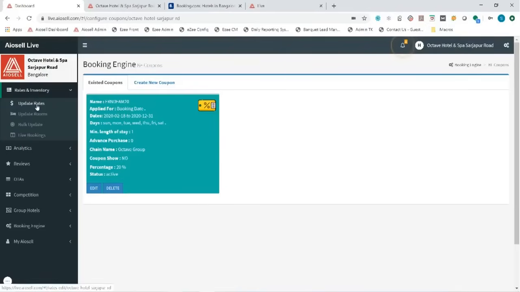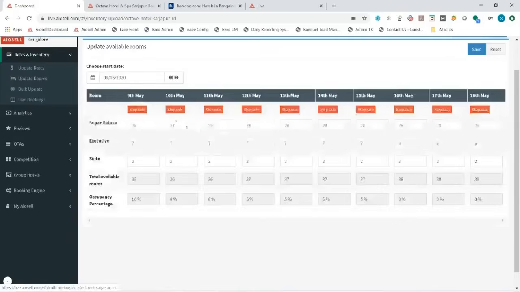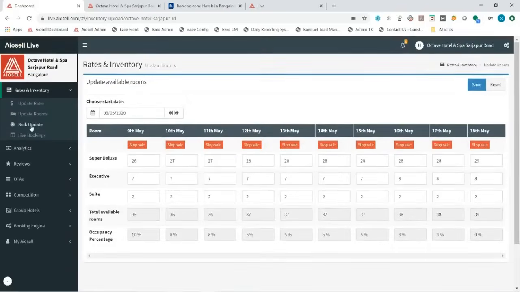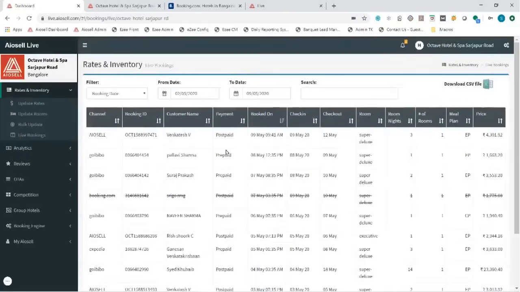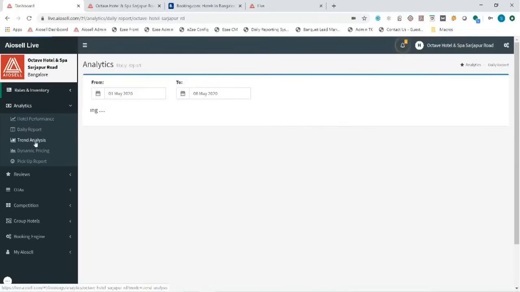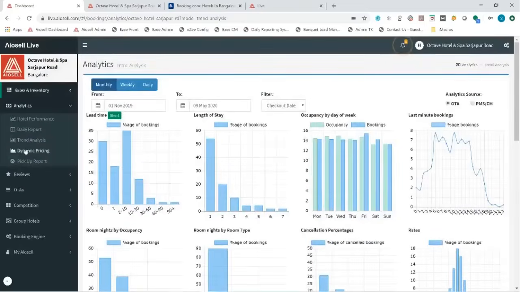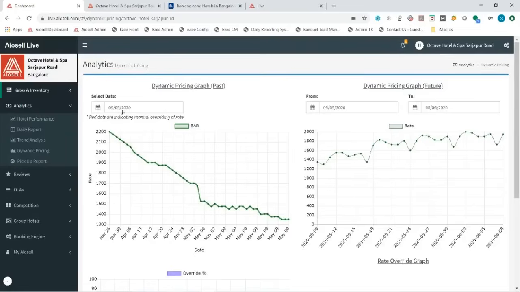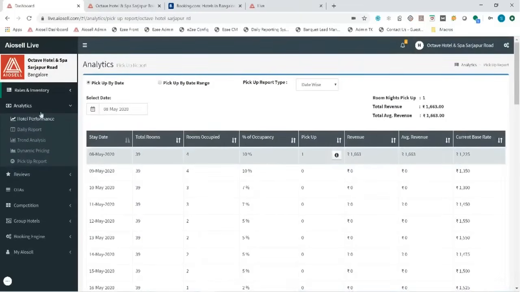Just as a summary, we have the rates and inventory section where you see all the rates. You can also update the inventories manually from within the system. We can do bulk update of rates, inventory, minimum rates based on specific dates. We have a live booking section, which tracks all the bookings that come in, similar to what a channel management screen does. We have analytics at an overall performance level. We have daily reports. We can have a trend analysis depending on many parameters that a hotel has. We can see the dynamic pricing for a particular date or for future dates. We have a pickup report. We can calculate the total amount of pickup.